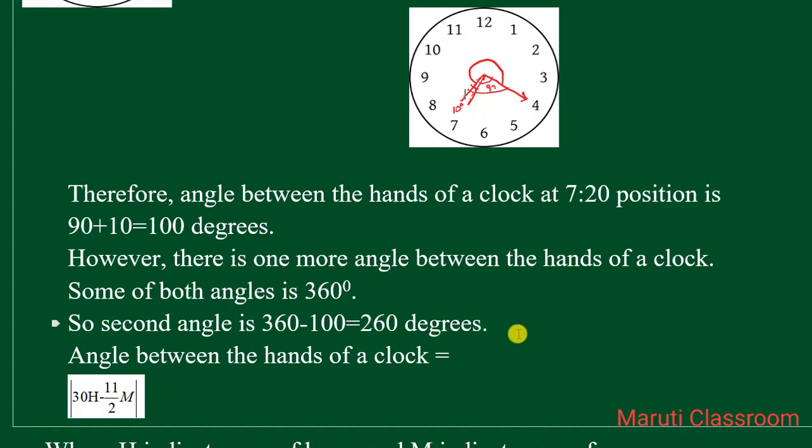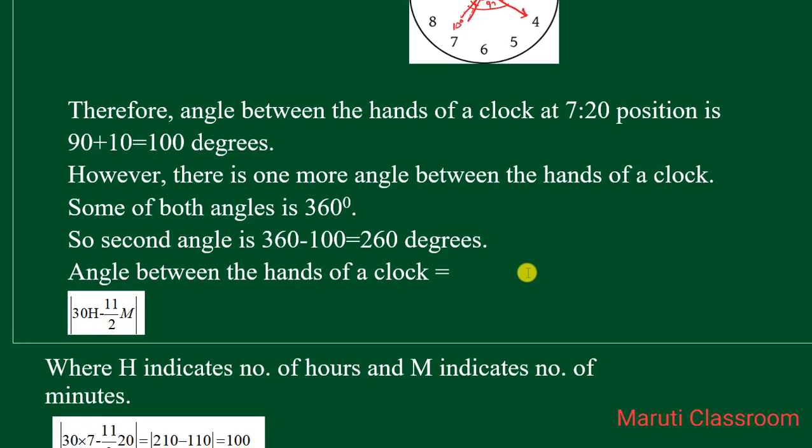There is a shortcut method to find out the angle between the hands of a clock. The first method, what we discussed till now, is the conceptual method. By using concept, we found both angles. So now we discuss the shortcut method. There is a formula to find out the angle between the hands at any time.